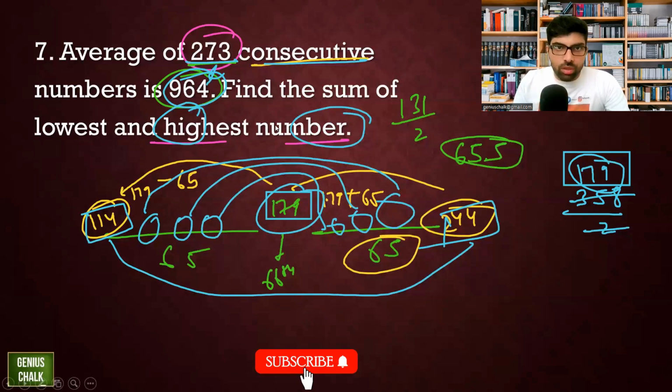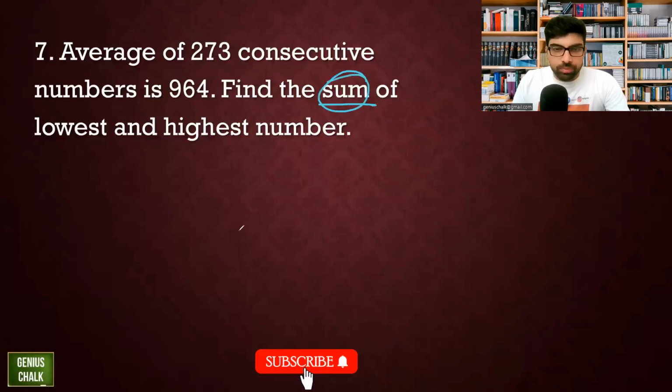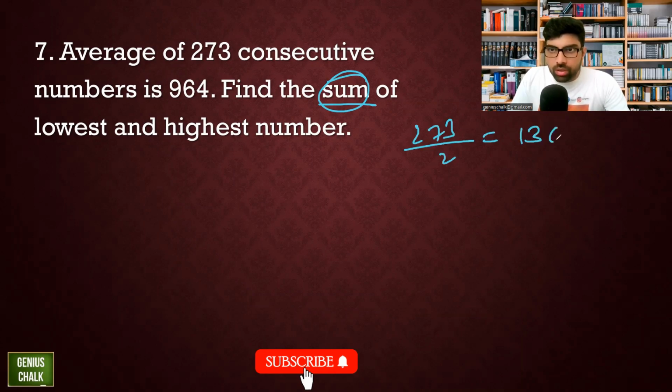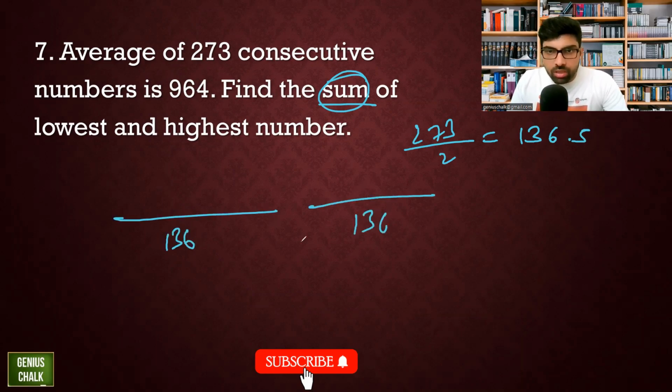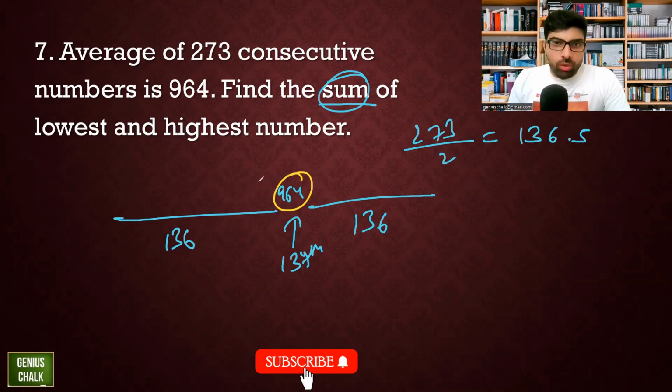Next one, 273 consecutive numbers. I guess your answer is, find the sum now. You see, if numbers are 273, dividing them by 2 gives 136.5. That means leave 136 numbers this side, 136 numbers this side, and the middle one, the 137th, must be the average, and that is 964.